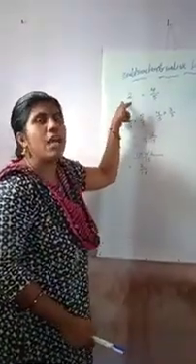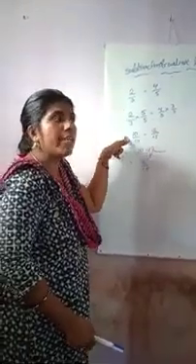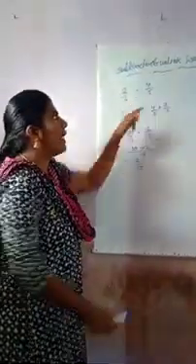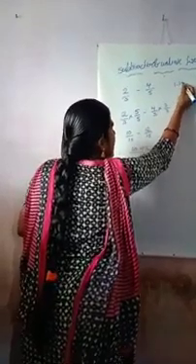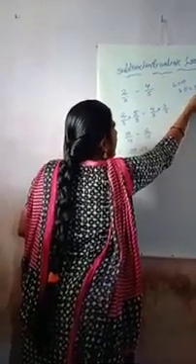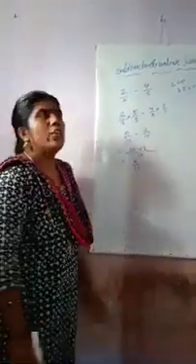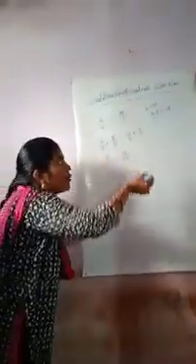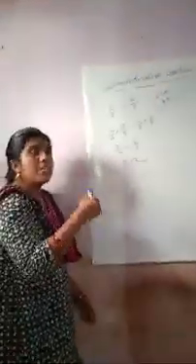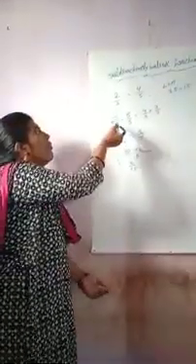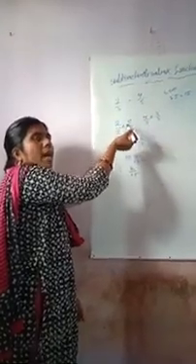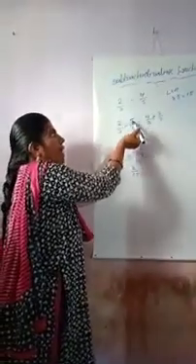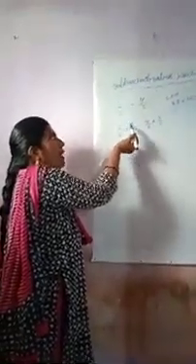First you change to the like fraction. How to change? The denominators 3 comma 5, the LCM is 15. So the denominator is changed to 15. What number is multiplied to get 15? First, 2 by 3 is multiplied to the numerator and denominator by 5. 5 by 5, to get 5 and 5.